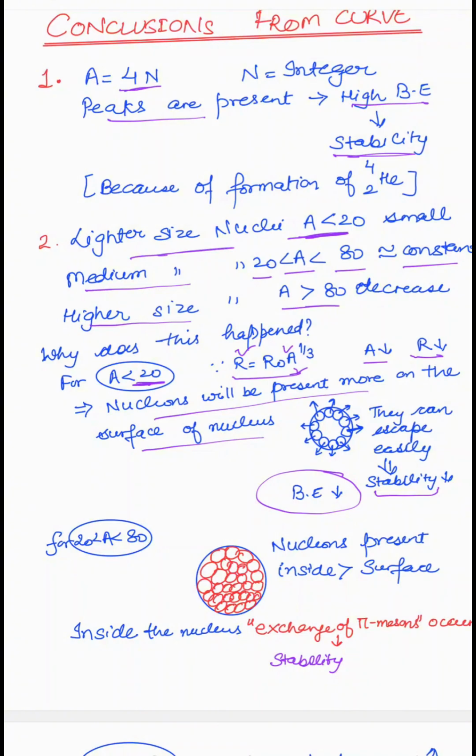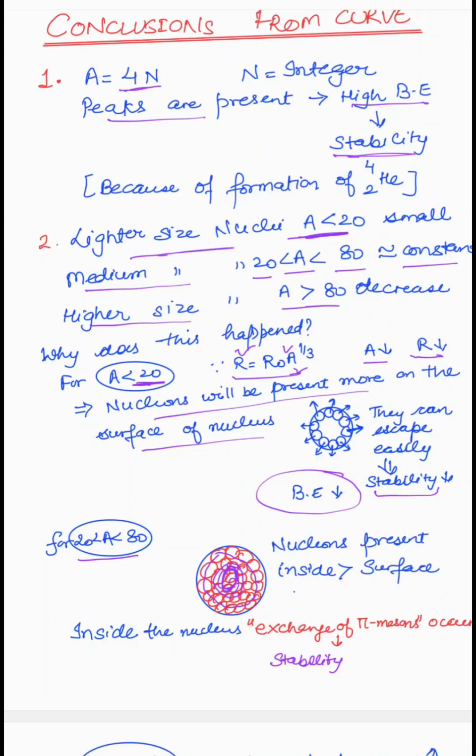Now let's study why binding energy per nucleon is constant in this case, with A lying between 20 and 80. Now what is happening in the nuclei with the number of nucleons lying between 20 and 80? We will see there are nucleons which are present on the surface.